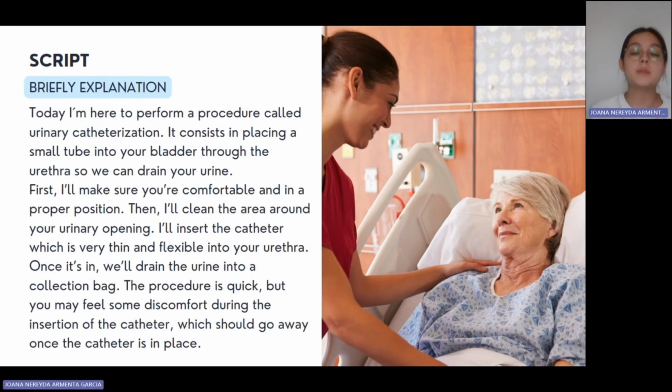To do a brief explanation of the procedure, we'll say, today I'm here to perform a procedure called urinary catheterization. It consists in placing a small tube into your bladder through the urethra so we can drain your urine. First, I'll make sure you're comfortable and in a proper position. Then I'll clean the area around your urinary opening. I'll insert the catheter, which is very thin and flexible, into your urethra. Once it's in, we'll drain the urine into a collecting bag.